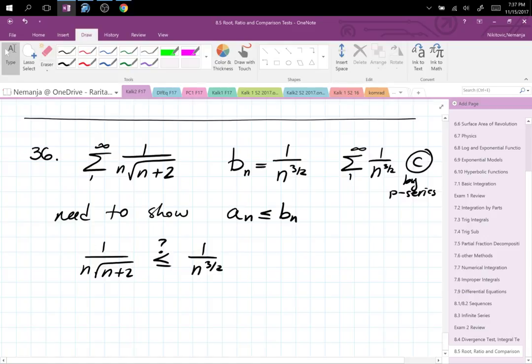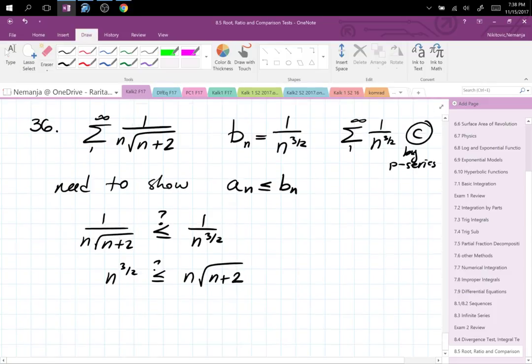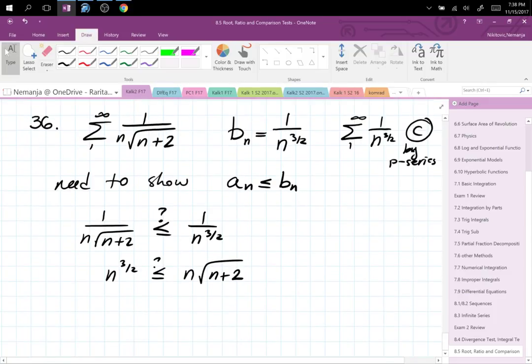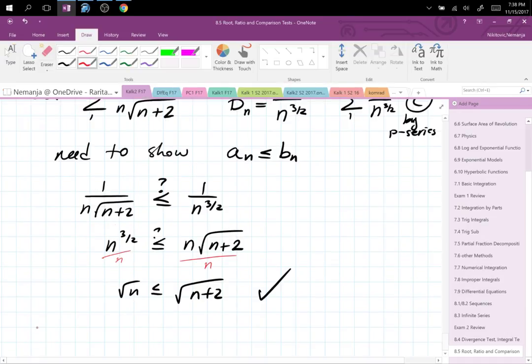But we tried. So now you have n to the 3/2 less than or equal to n square root of n plus 2. If you divide both sides by n, which is okay because n is not supposed to be 0 and we start n at 1, we have the square root of n smaller than the square root of n plus 2. Is this true? Yes. This is true. We have the answer, finally.